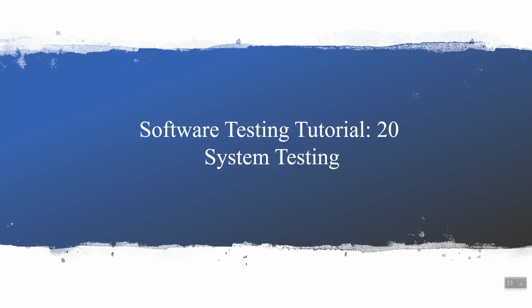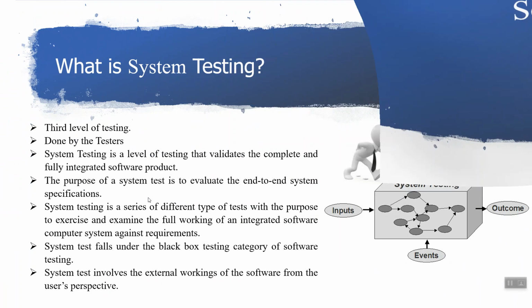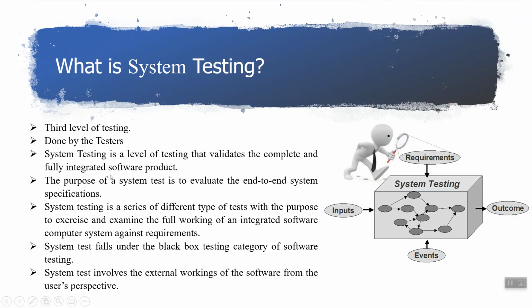In this tutorial, we will see about the third level of software testing, which is system testing. In our previous tutorials, we have seen unit testing and integration testing, the first two levels of software testing. So, starting with what is system testing? System testing, as I said, is the third level of software testing.